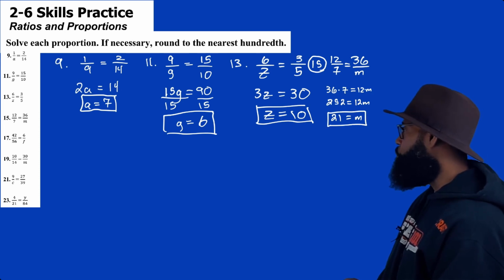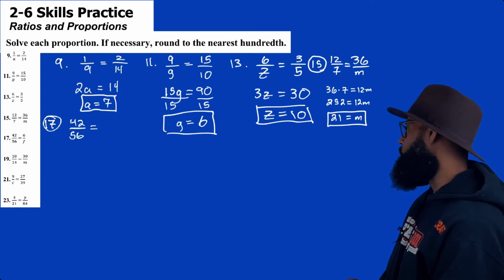So again, guys, I really want to point out that number 15 is the first one where my eyes said, hold on, I know what 12 times 3 is, that's 36. So 7 times 3 would be 21, and M would be 21. So here we go again, guys, recognizing what's going on.